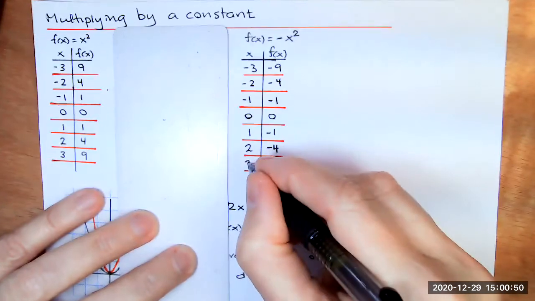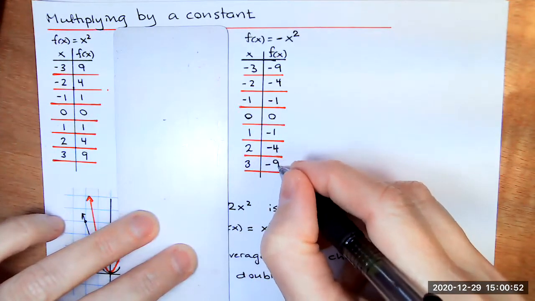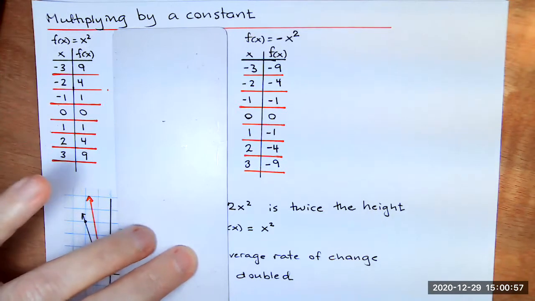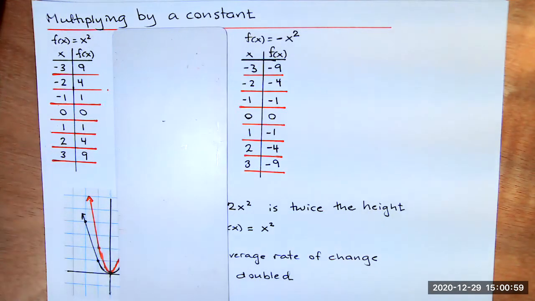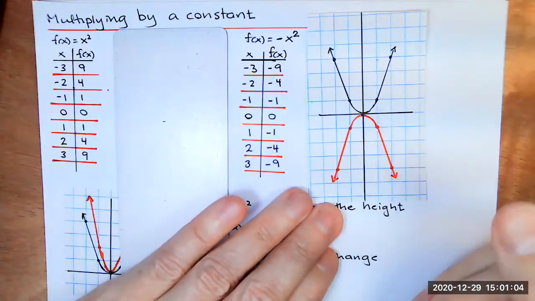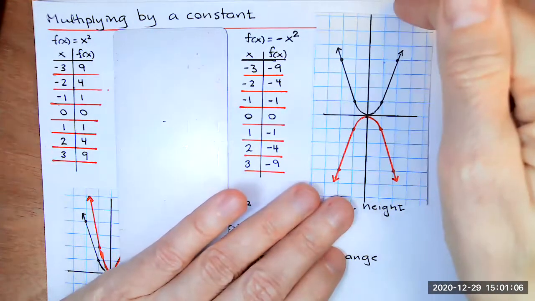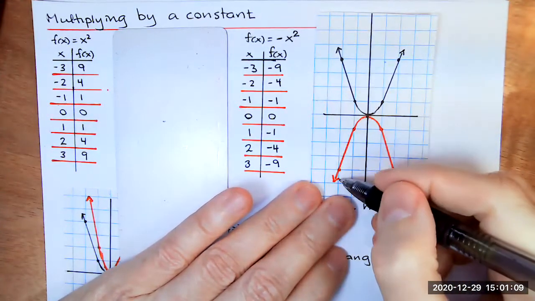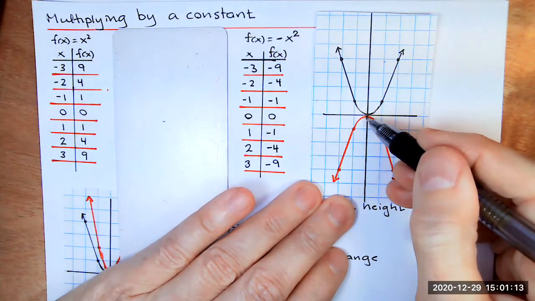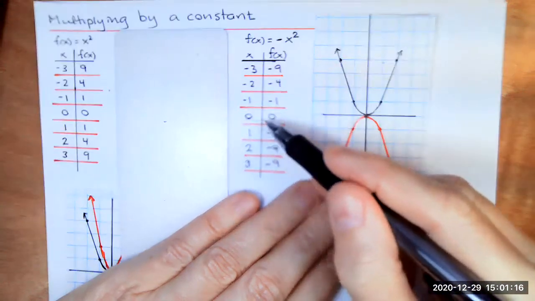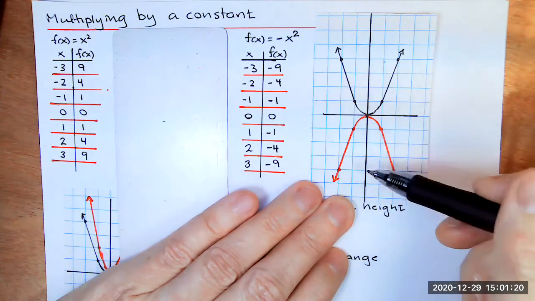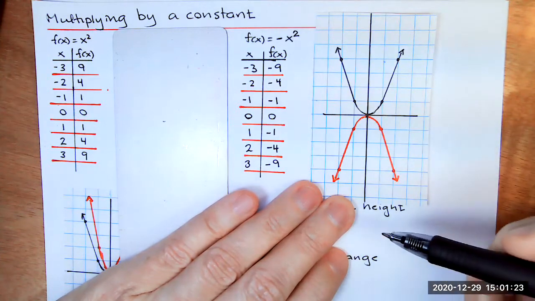So the x values are the same. What has happened to the y values? Well, they're the opposite sign. So the graph will appear to be reflected across the x-axis. So it has the exact same shape. The vertex is in the same place because it's at the origin. That's the only place that would not flip. Otherwise, the vertex will change.